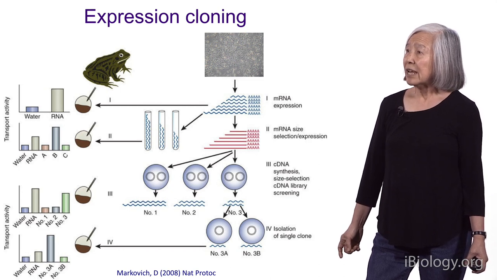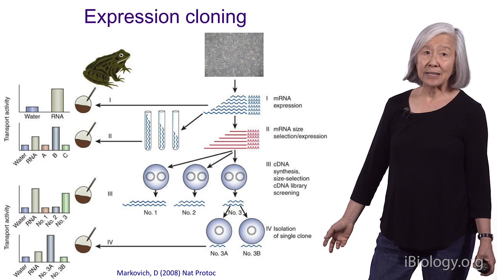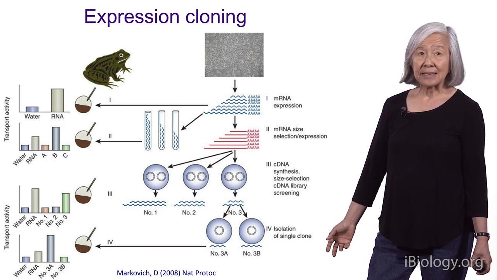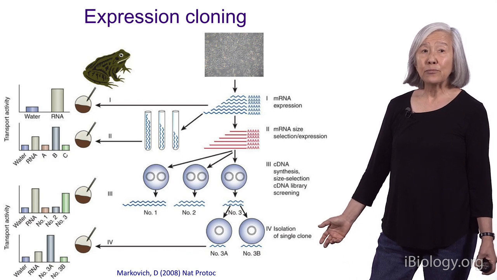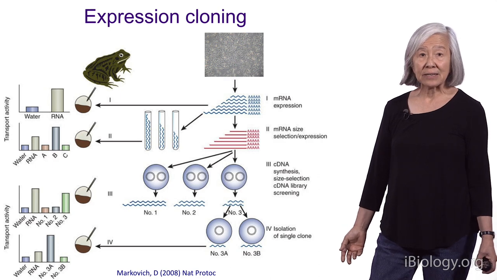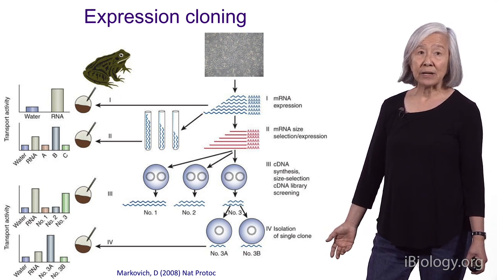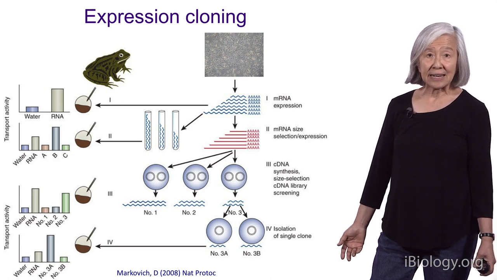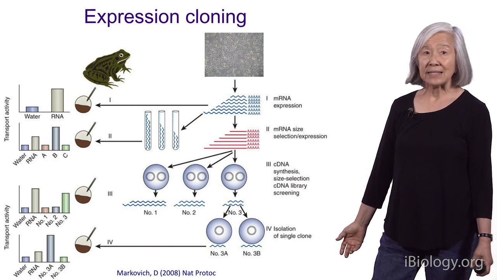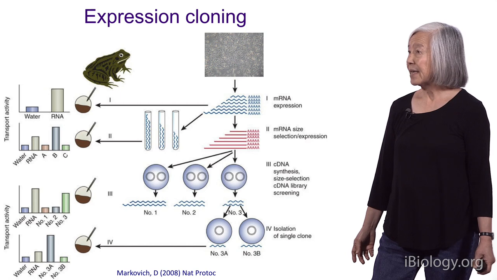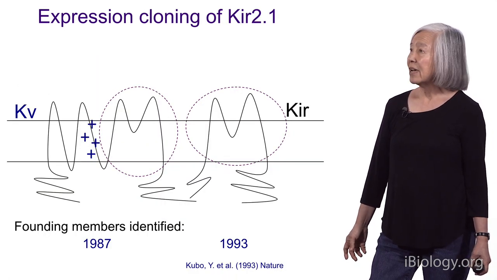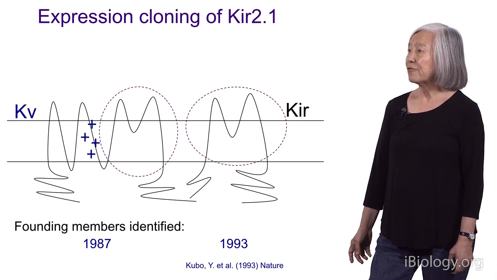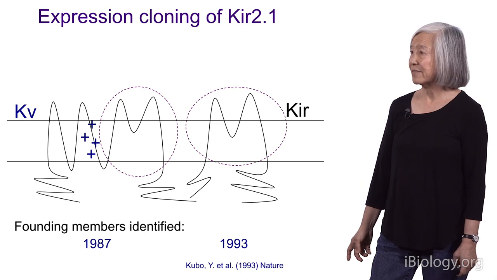And so in this approach, if the channel, or for that matter, other transport proteins of interest can be identified in oocytes. So if we start with a rich source and just inject pools of RNA from this rich source into Xenopus oocytes, and recording from the oocytes can reveal the function of these channels, we could keep on subdividing the cDNA library until we end up with single clones to find that one clone that will generate the channel activity. So that was the approach used by Yoshihiro Kubo for expression cloning of KIR2.1 or IRK1. That's one of the founding members for the KIR, or inward-rectifying potassium channel family.